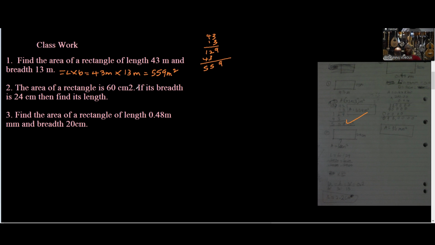And the second one says the area is 60 and the breadth is this. You find the length. So length will be area over breadth because area is length times breadth. And that will be 60 divided by 24. 12 and 60 is 5. 12 and this is 2.